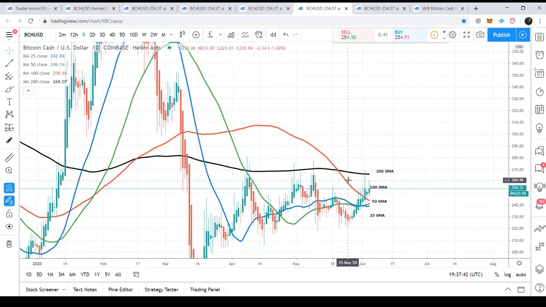But this time, after a long time period, we can see after the 10th of March, since the price line moved down from this 100 simple moving average, this is the first time the price line has crossed up the 100 simple moving average again. Now we have the support of the 100 simple moving average just below the price line, and the 200 simple moving average resistance above the price action.